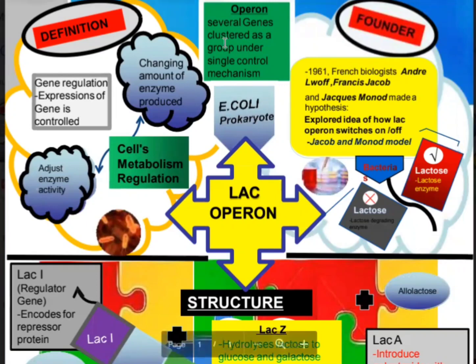Several genes clustered as a group under a single control mechanism is called an operon. In this case, there are only two factors involved. First, there is no glucose present. Second, there is only lactose as an energy source.